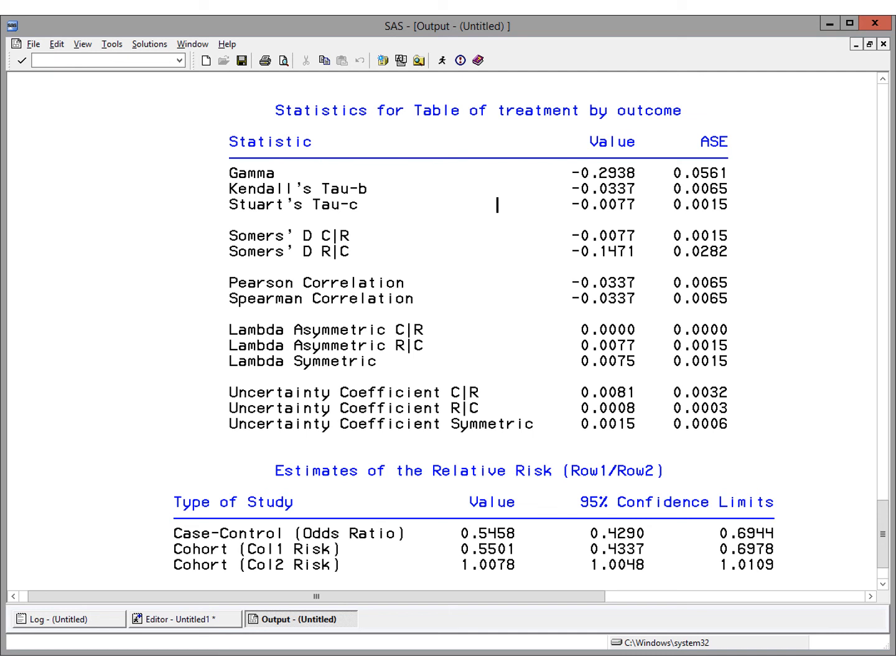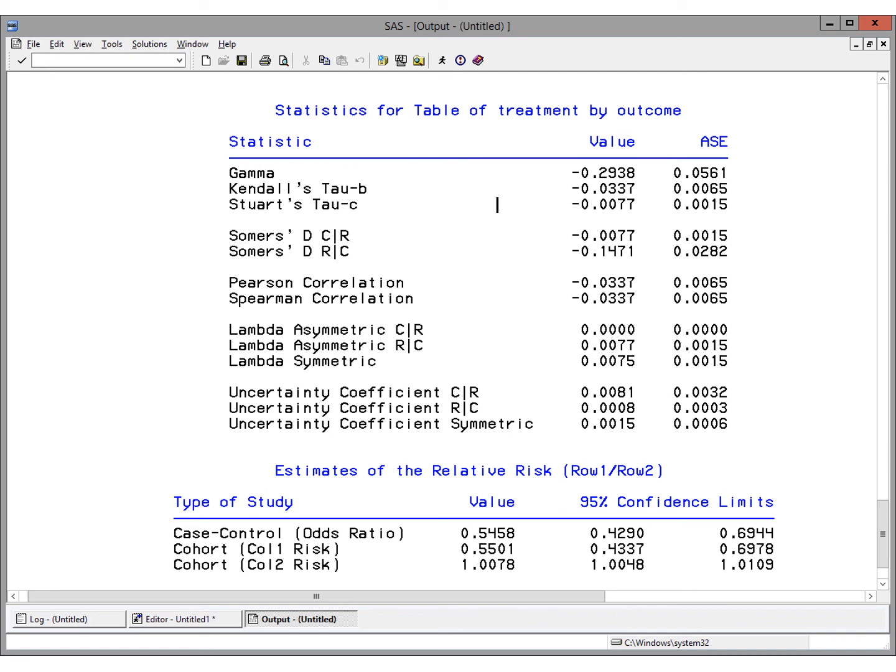Where it says case control and says odds ratio, that's going to give us the actual odds ratio. It says row 1 over row 2. So this is the odds ratio of aspirin over placebo. And we see that it's 0.5458. So we would say that the odds of a myocardial infarction for the aspirin group is 0.5458 times that of the placebo group.